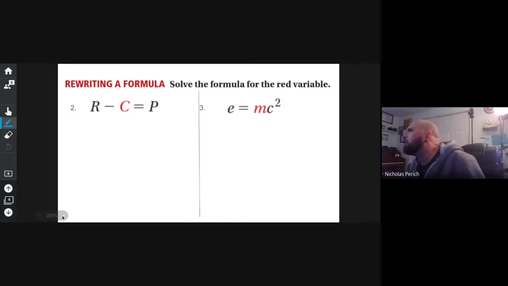Shall we do another? And I sure would love to see somebody with bravery and strength and confidence to tell me what to do here, what you think should be done here, whether that's unmuting themselves or just typing it in. I have to get the red variable all by itself, so I have to get C all by itself. Is C all by itself? No. First things first, it's negative. And second thing, there's an R there. I have an R just floating around. I want to get rid of that R that's just floating around. How do I get rid of an R that's just floating around?